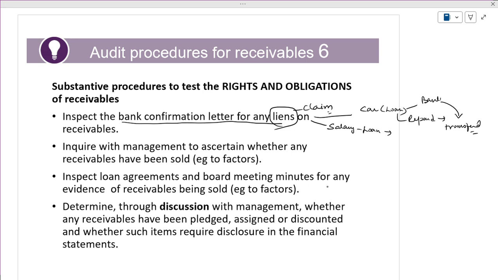Inquire with the management whether receivables have been sold, for example to factors. Any idea about factor or factoring? Yes or no? If it is no, I will explain. Any idea, guys? No, sir.